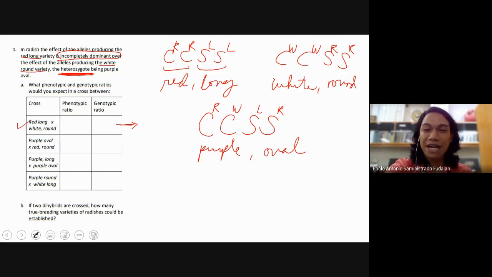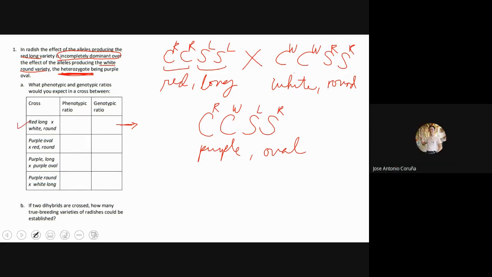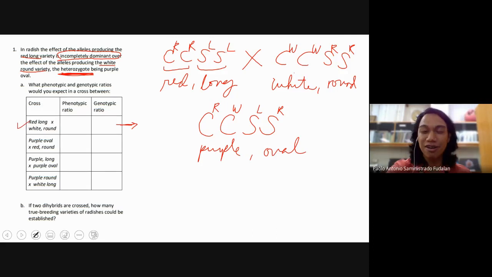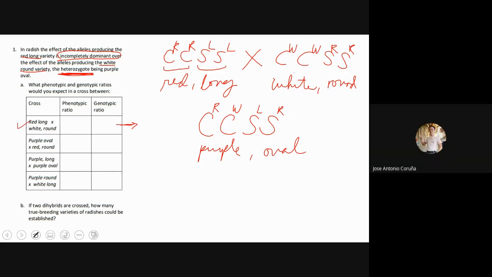So if we try to answer the first portion here, red long. So I think we have the parents here on top. Red long crossed with a white round. What will be the genotypes? All will be purple, sir. Yes, you're correct. RW and LR.